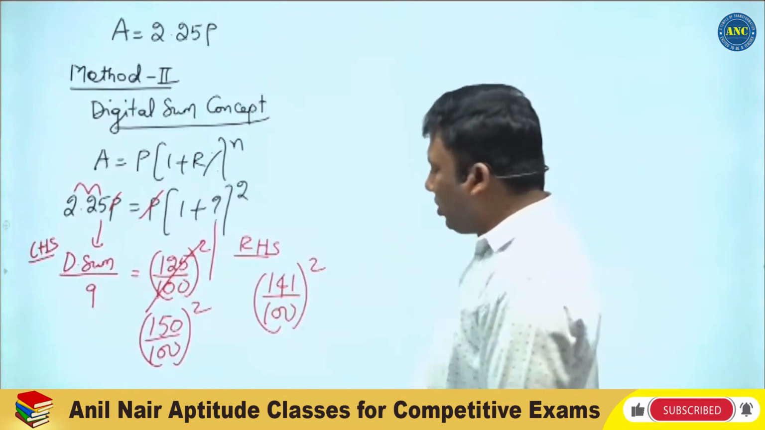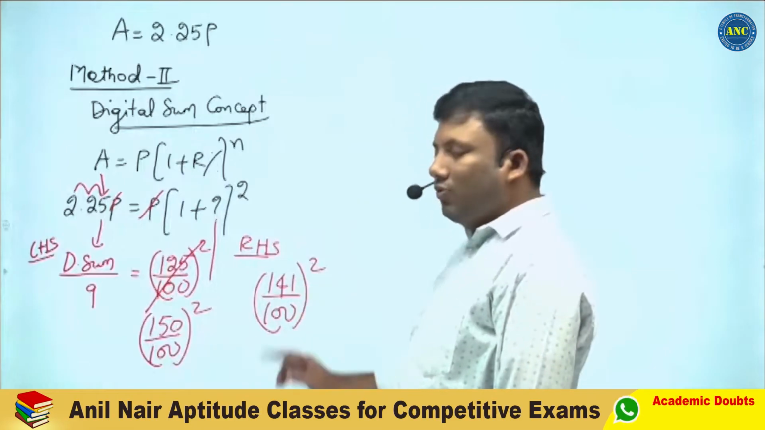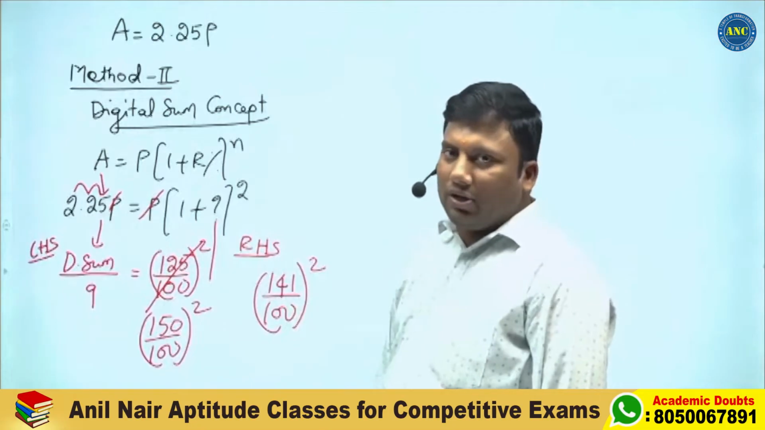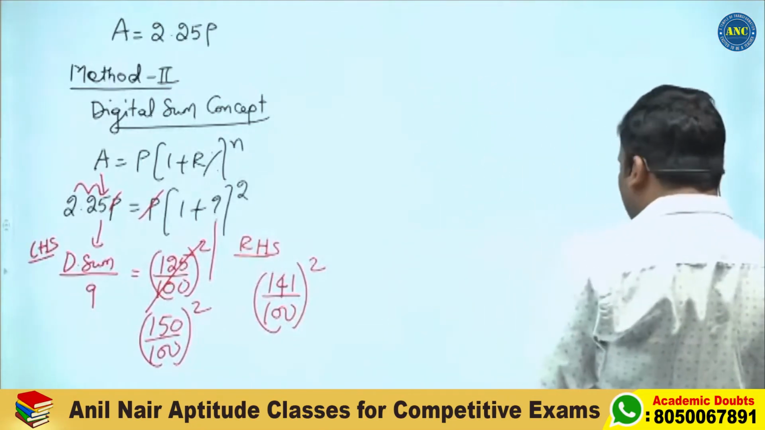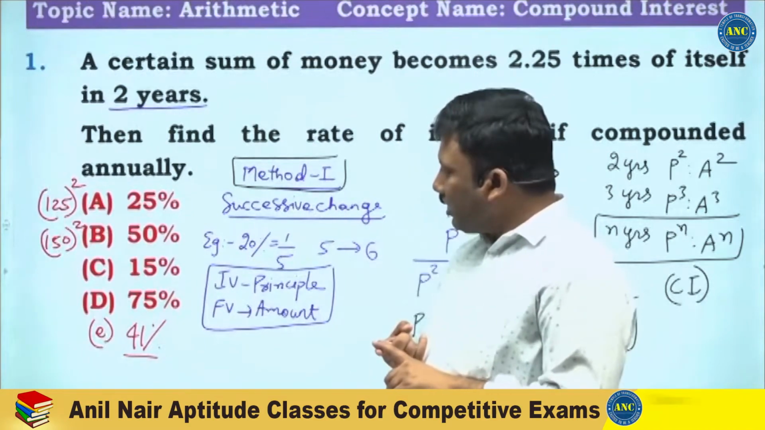Use the rightmost non-zero digit. What is the rightmost non-zero digit? 5. What is 1 squared? 1. Is 5 equivalent to 1? No. So 141 can be eliminated. One is the digital sum approach.